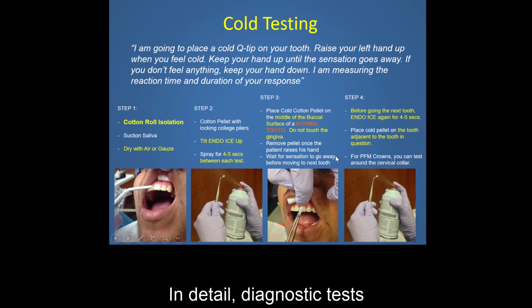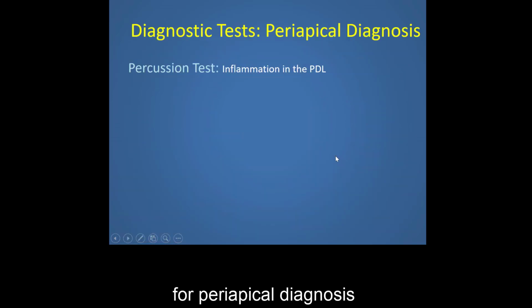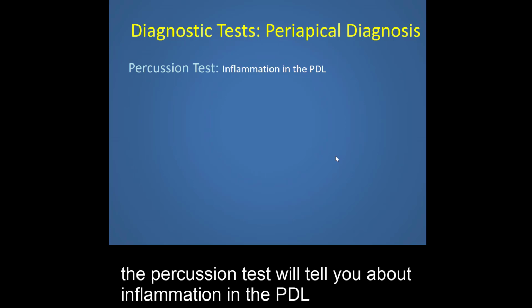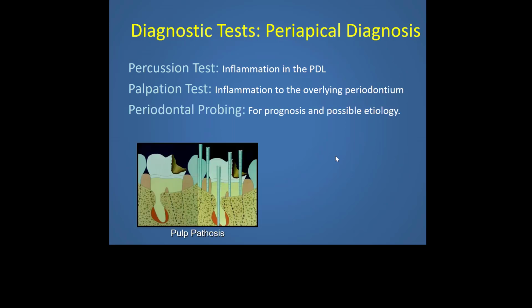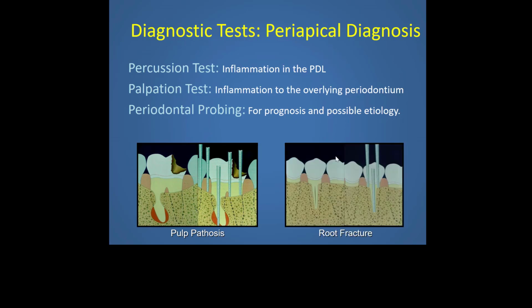All right, in detail, diagnostic tests for periapical diagnosis. The percussion test will tell you about inflammation in the PDL. Palpation test, inflammation to the overlying periodontium. Periodontal probing is for prognosis and possible etiology.